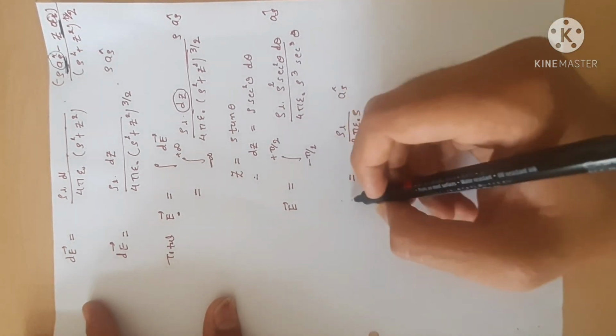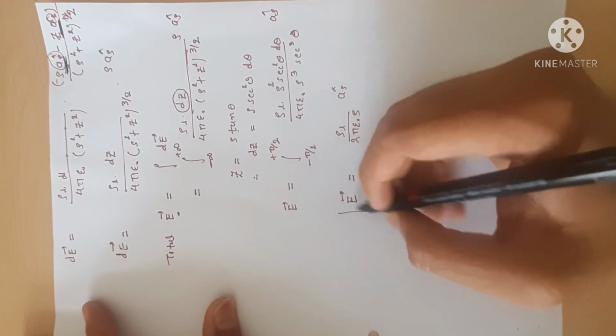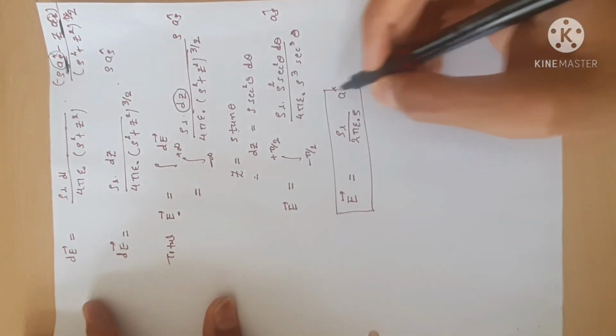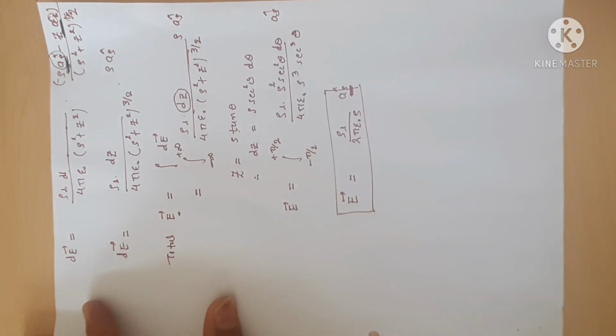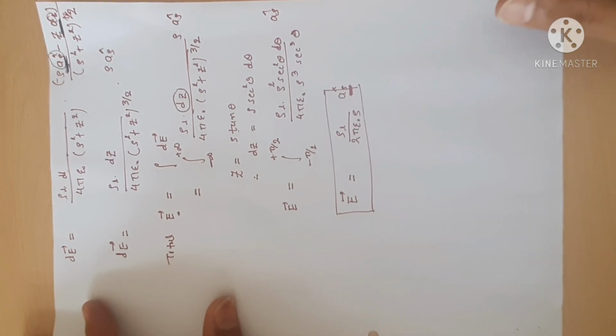So this is the equation of electric field intensity due to an infinitely long wire. We can say the field is present in the rho direction. Fine. In the next lecture we will discuss electric field intensity due to an infinitely long sheet.